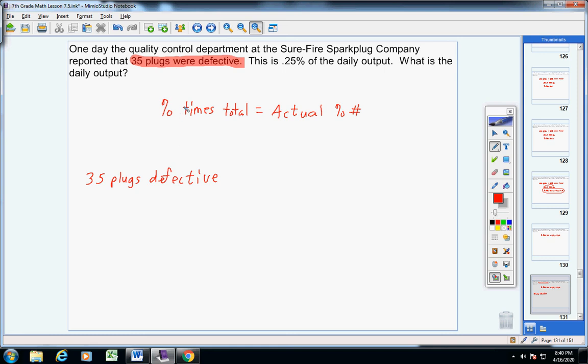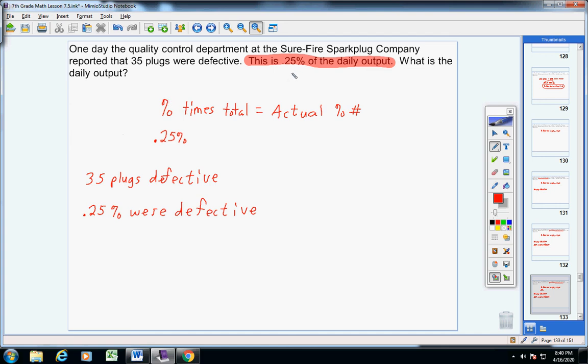well, sorry, I'm trying to think why I wrote this. Let's go with this. Okay, so I have 35 plugs were defective, 0.25% were defective. Okay, got it. So the percent, guys, that I'm going to use is 0.25%. Got it? That should make sense. I'm going to take the percentage times the total. Okay, so my percentage is 0.25 right here.